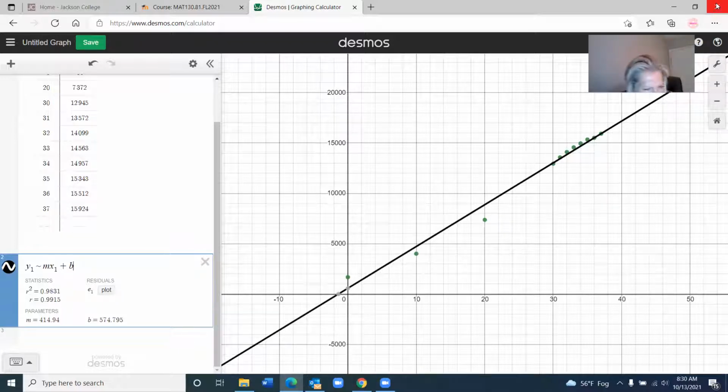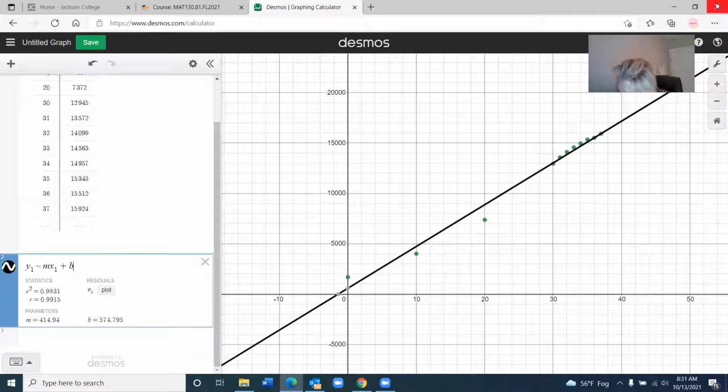So number 4 says the line of best fit. And the line here is, the slope is 414.94, 414.94x plus our y-intercept is 574, and we'll round that to 80 cents. Okay. Number 5 says graph the line of best fit in your scatter plot on the screen, which we did. Looks pretty good. I think it fits well for number 5.